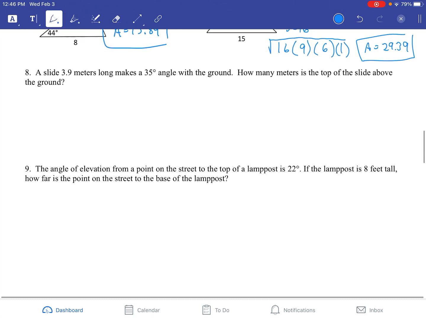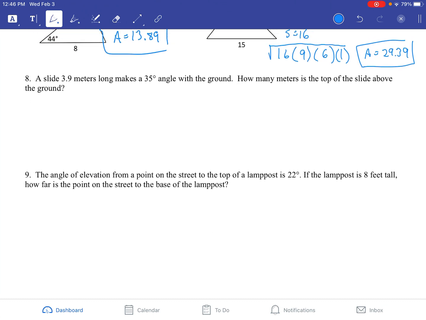All right, for 8 and 9, these are right triangle trig problems that you have to draw the picture for. If there's no picture, then you lose the points for Power Standard 1.1. So here's a slide. There's the little steps for the slide.